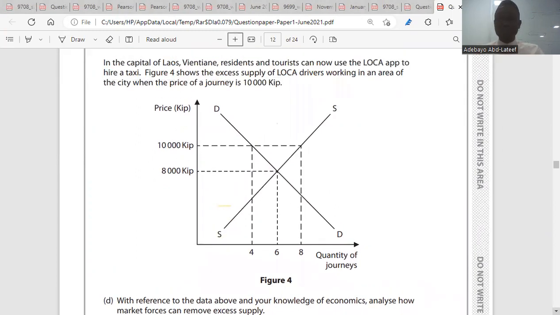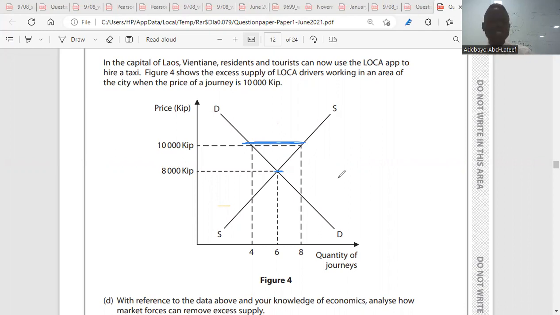Excess supply is a result of price being set above the equilibrium price. This is the equilibrium price, so with price set above it, this is our excess supply. That is why we have excess supply. It means the supply is more than the demand. If supply is more than the demand, some goods or services will be unsold in the market, and this is a result of setting price above the equilibrium price.